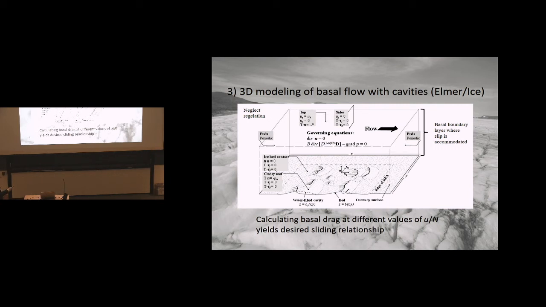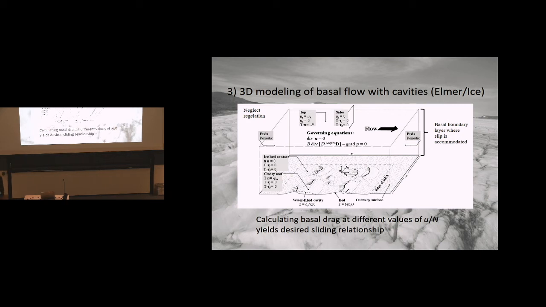These are the boundary conditions in this modeling. These are the governing equations, which is just Stokes' flow with a nonlinear ice rheology. This is the viscosity parameter in the flow law, B. We basically push this ice block across these rough surfaces that we've mapped, and we calculate the basal drag at various values of this ratio between sliding speed and effective pressure at the bed, N.